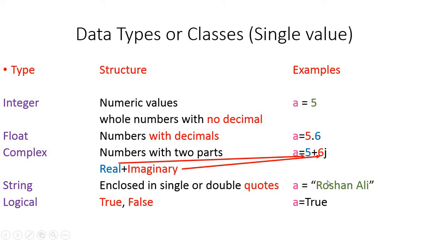String is a simple thing. Everything enclosed in double quotes or single quotes will be considered as a string. And values like true, false, none, etc. are called logical data types. So we have 5 different data types or classes that have single values. This here as a whole is a single value because there is no comma used here in between 5 and 6. So this is a single value.